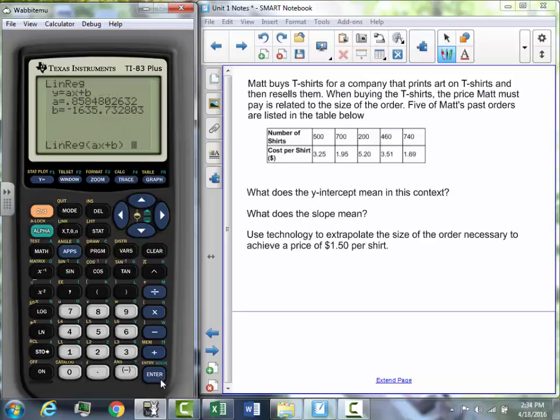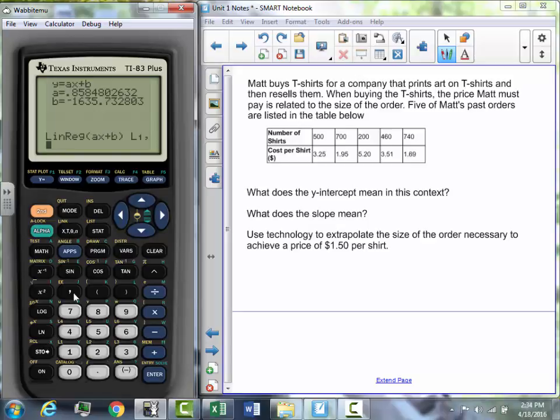Okay. So everyone's got a slightly different one here. So let me show you mine, and then I'll troubleshoot you in a second, okay? You have to tell the calculator where your data is coming from. Our data is coming from L1, which is going second and button number 1. That makes L1 show up. Then you need a comma.